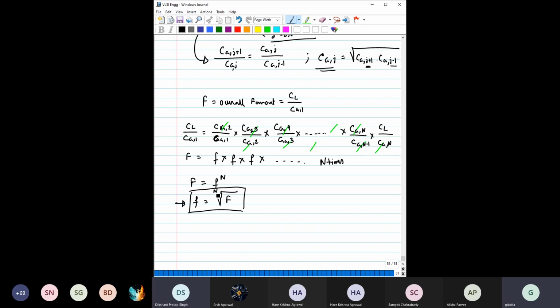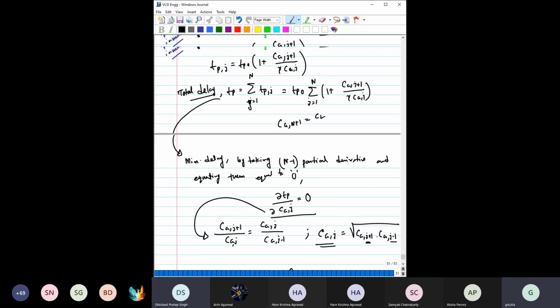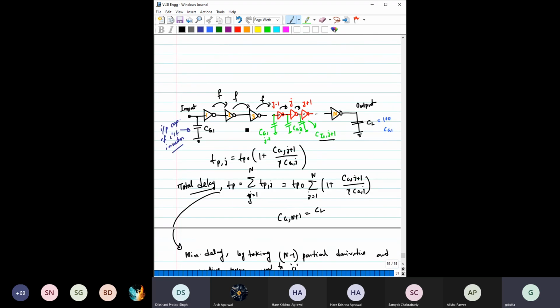Now again, here is a question: what should be the value of N? Because in any design you can choose any N. I could have done the same thing with 3 inverters, or using 5 inverters or 7 inverters. How should I determine what the number N should be? Okay, I think that we will continue in the next class.